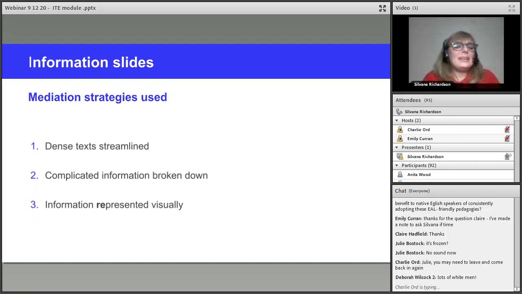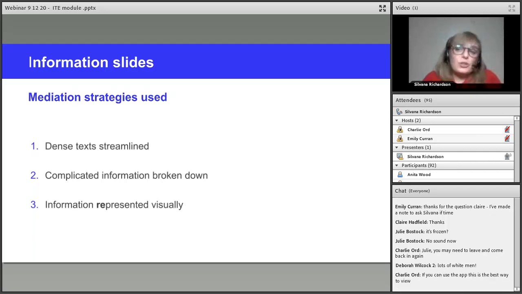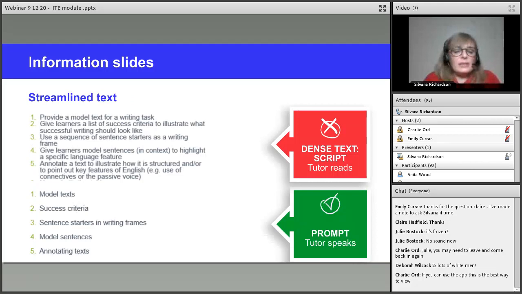Okay, mediation strategies used. So what mediation strategies have we used in our content? Well, first of all, we streamlined dense texts, particularly in presentation slides. We tried to break down complicated information, and we tried to represent information visually. Just to give you an example, the one at the top is a very dense text, and it's a little bit like a script. The second one at the bottom is more akin to the content that you will find in our slides, unless it's a quote, of course, which acts more like a prompt that allows you to speak.